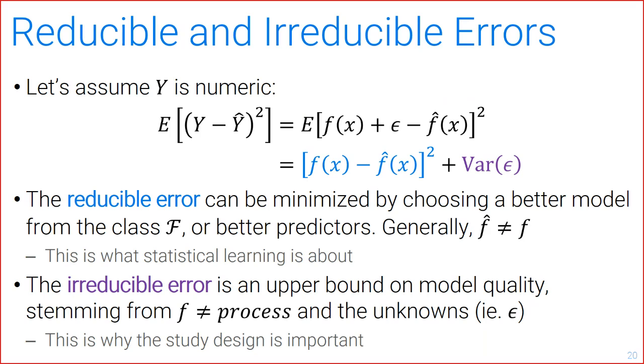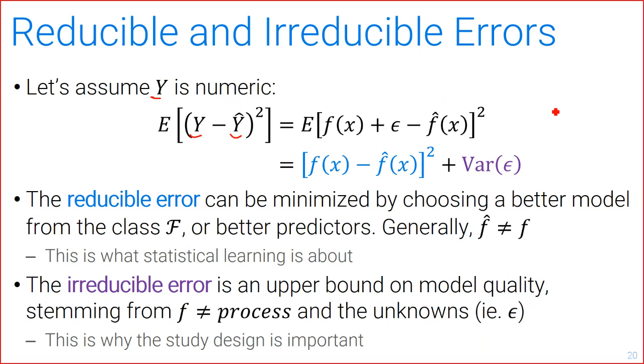And this leads to the concept of reducible versus irreducible error. So let's assume that we are working on a regression problem, so the response is numeric. Then we are interested in the expected value of the distance between an observation and our estimation for that observation, so the difference between the true value and what the model says the true value should be. Of course we want this to be small. We are looking at the distance between what the model says and what the model should have said.